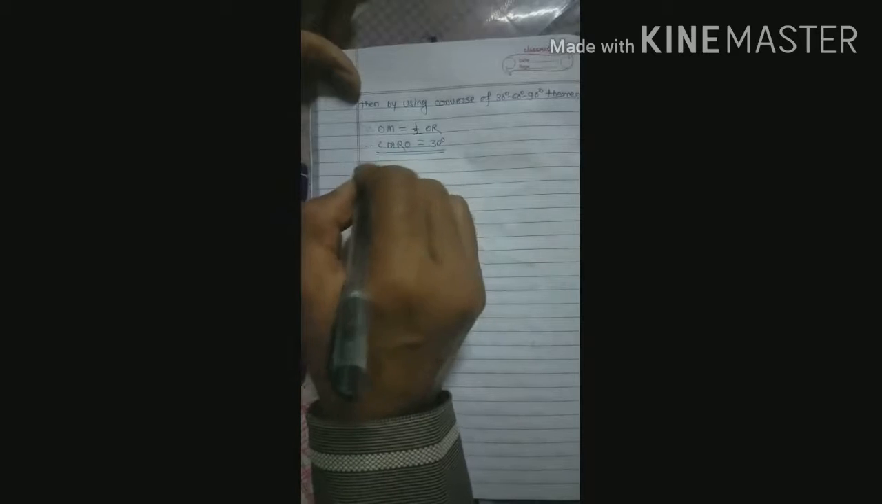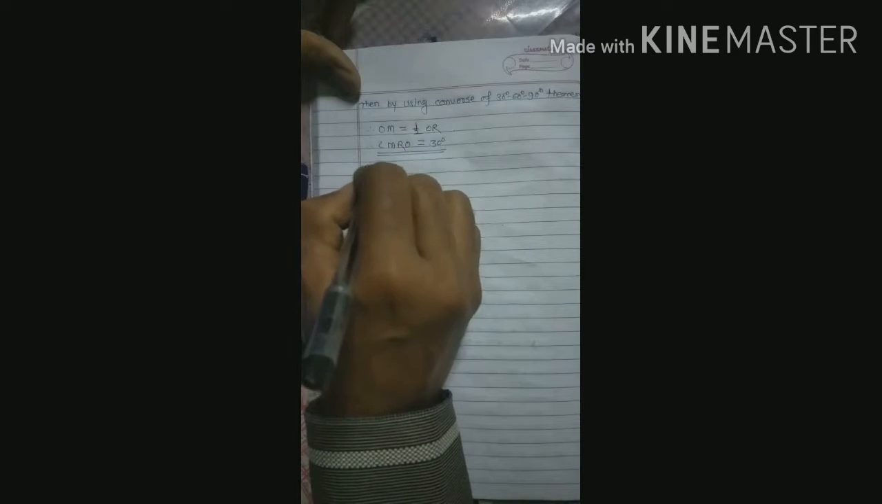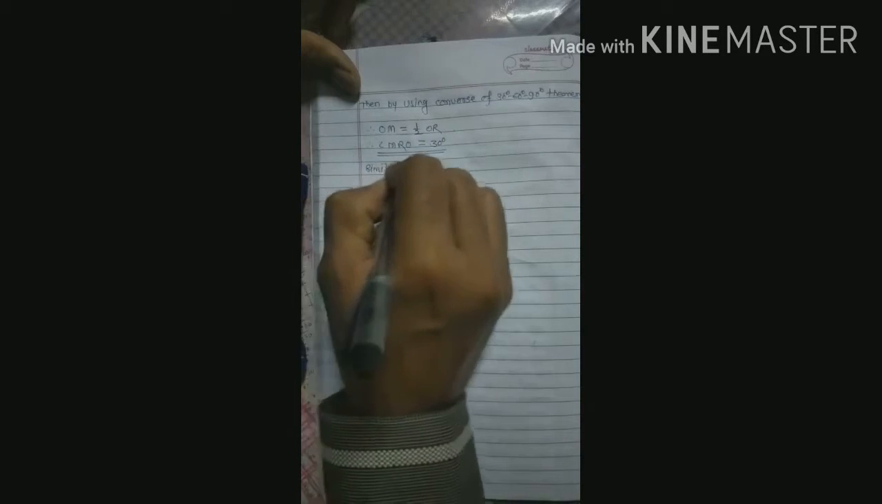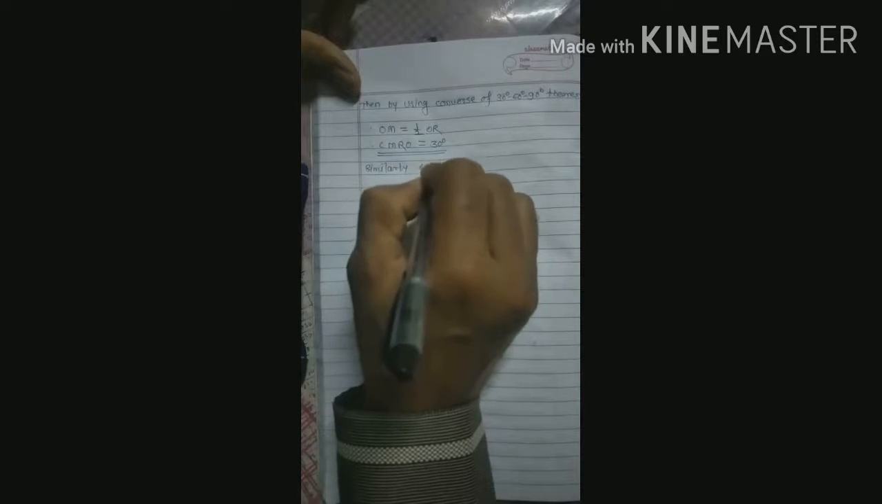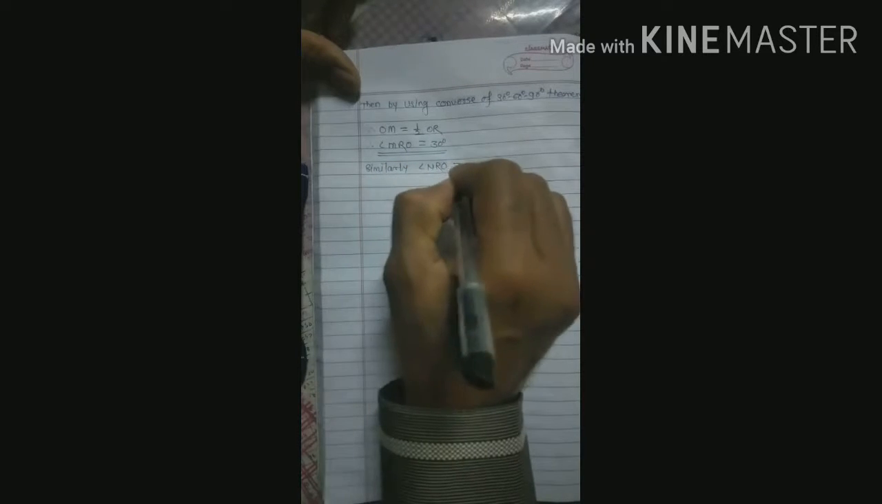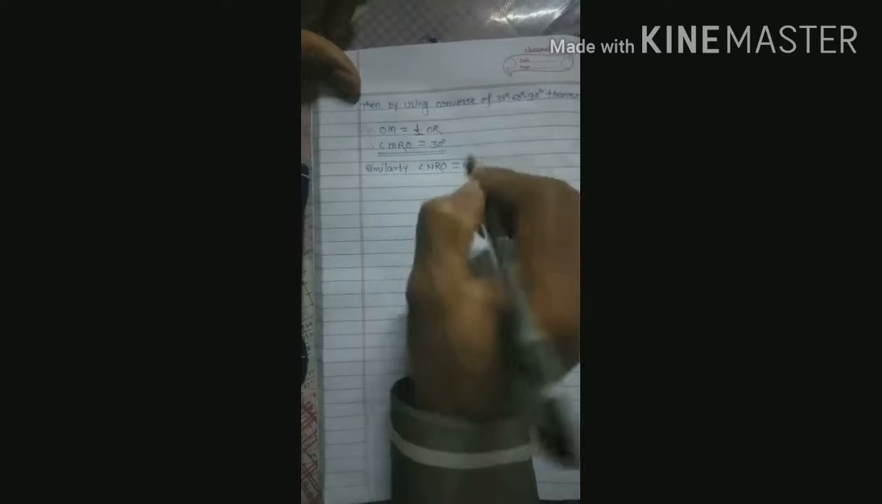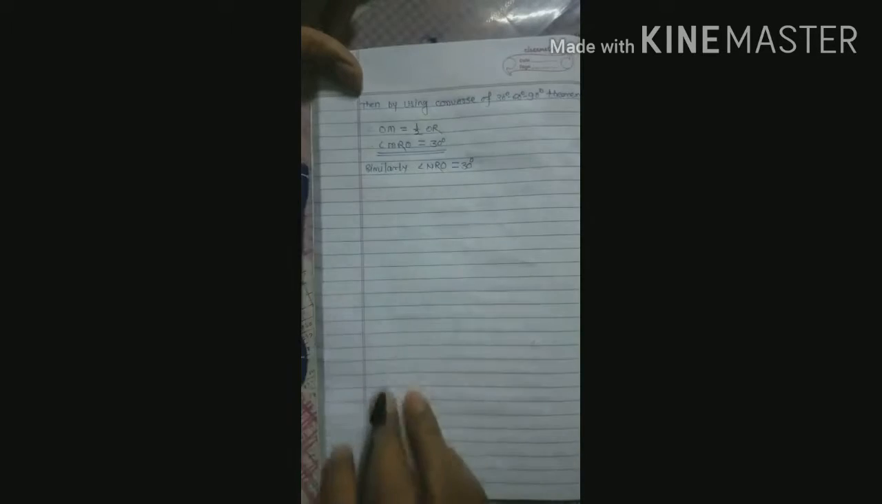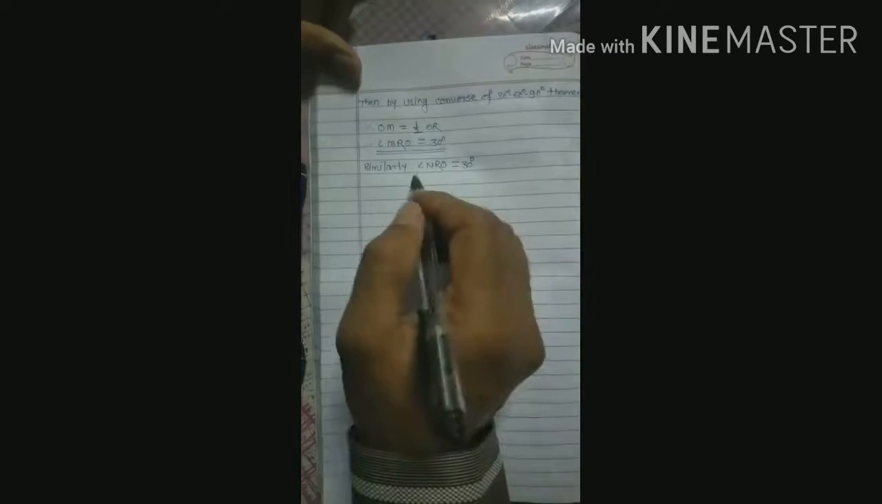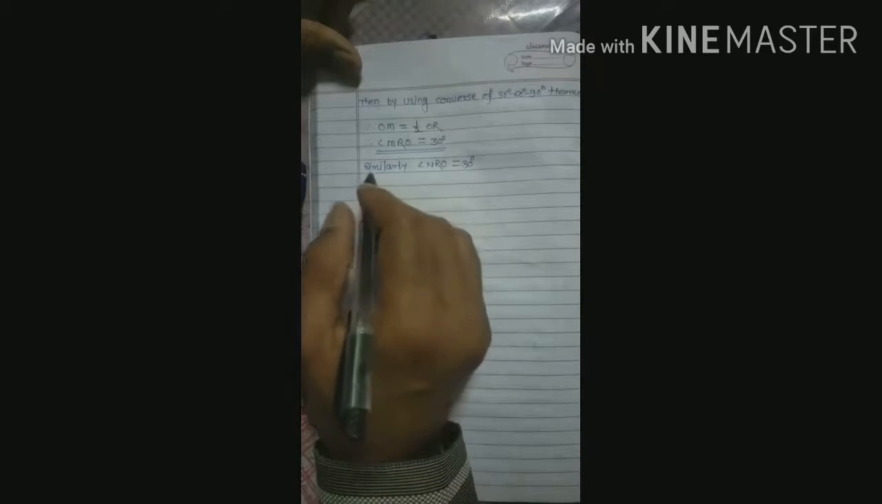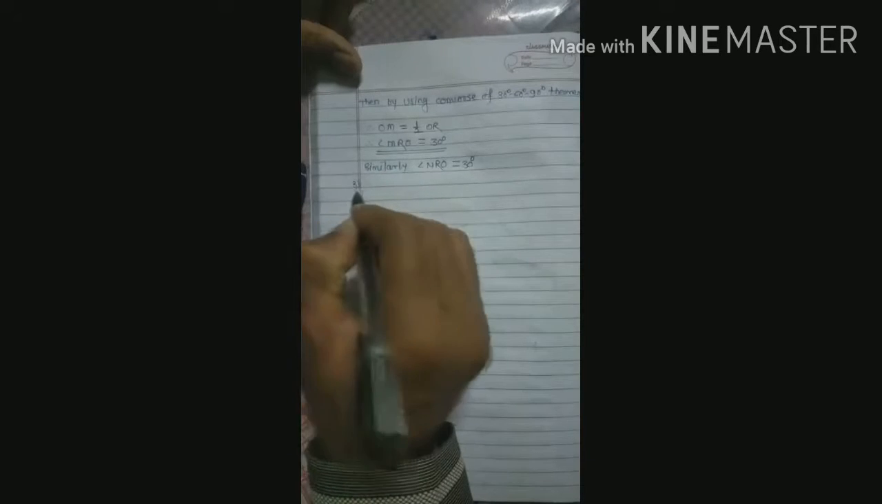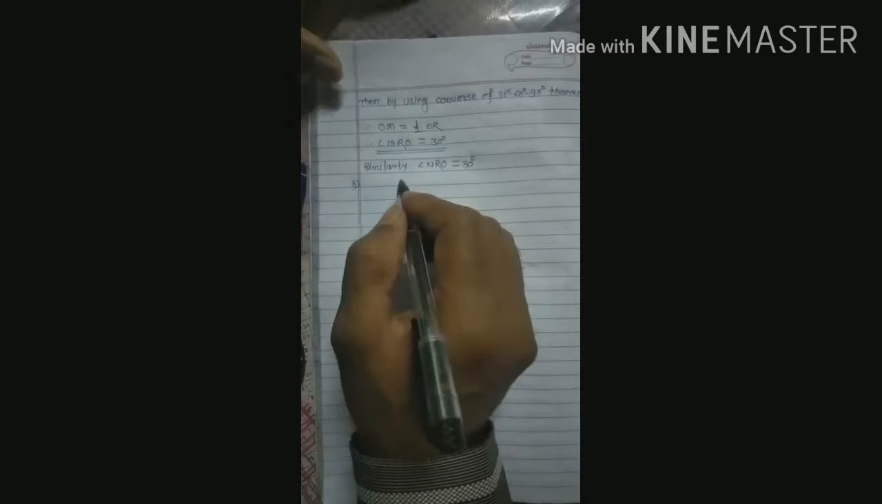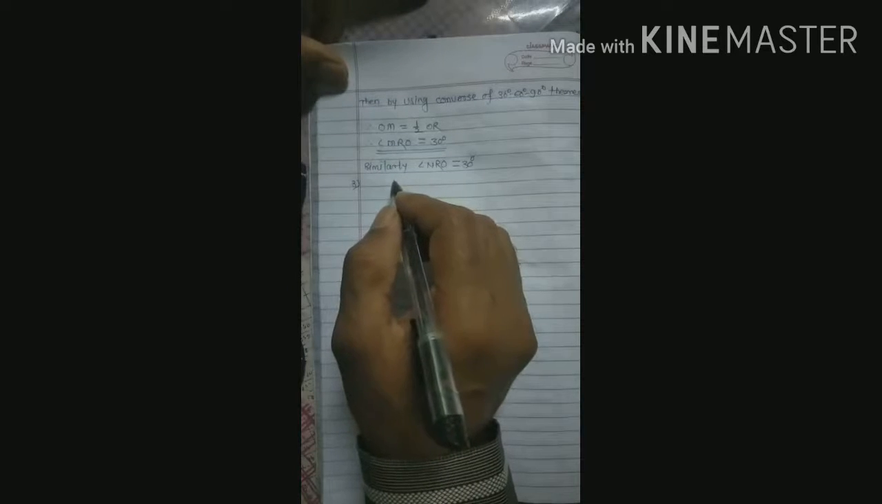Angle MRO is equal to 30 degree, and hence similarly angle NRO is equal to 30 degree. So student, in this both angles are same. Then going to the third question, what is the measure of angle MRN?